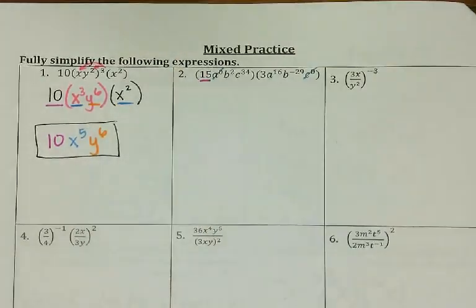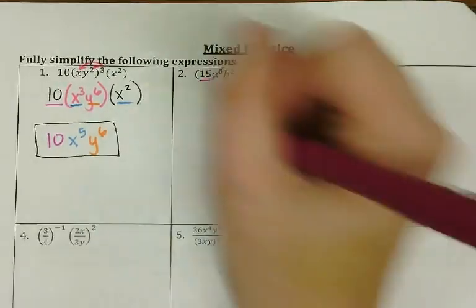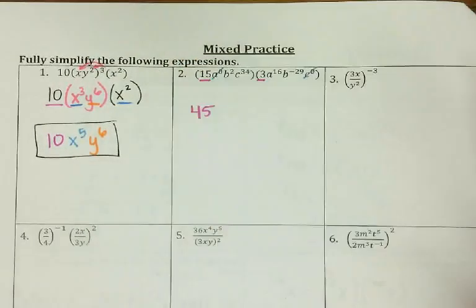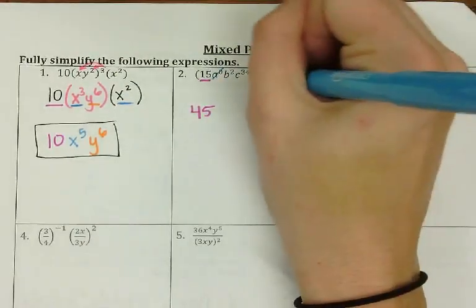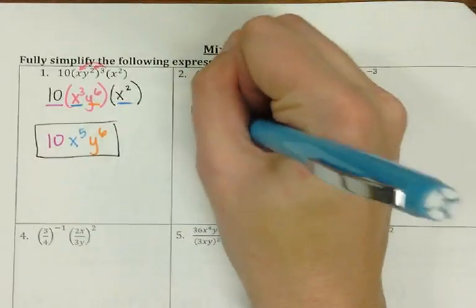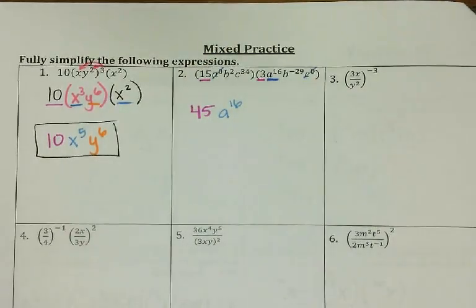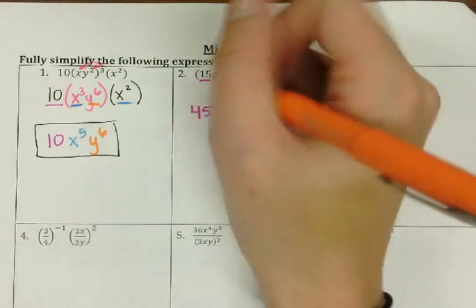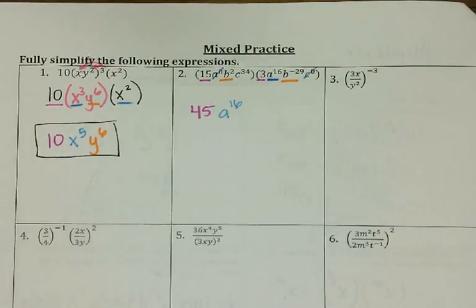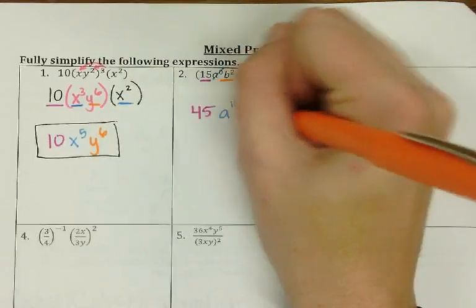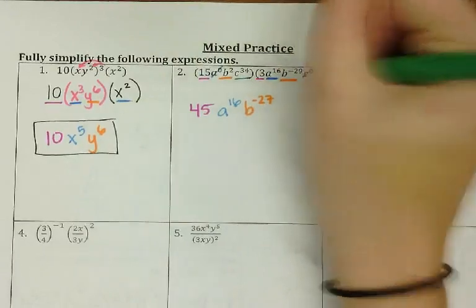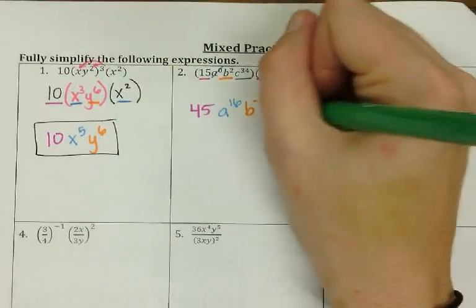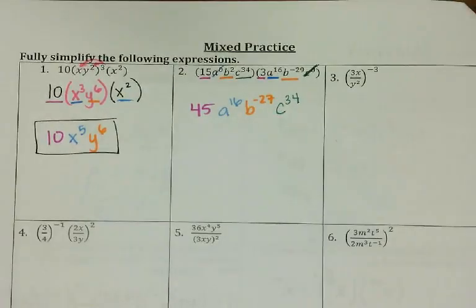So now, I'm just going to do my product rule. So 15 times 3 gives me 45. And then we had one a that we crossed off, but now we have our other little a right here. So that's a to the 16 because there's nothing else adding to it. And then we have b squared and b to the negative 29. Good Lord. So what's 2 minus 29, y'all? Ugh. Negative 27. And then last but certainly not least, we have c to the 34. Oh, and the other c was crossed off, so it was just c to the 34.